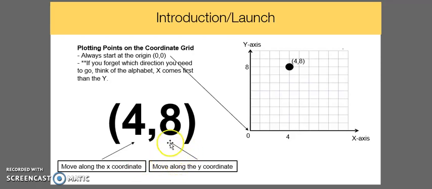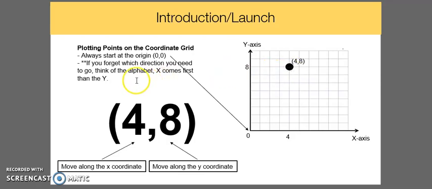So when we're doing this, we start at the origin, we move to 4, which is on our x, we stop, and then we move up to 8, which is our y, and we plot our point. And we can name the point the coordinate 4, 8, or sometimes you might see a letter, and we can just write the letter instead.